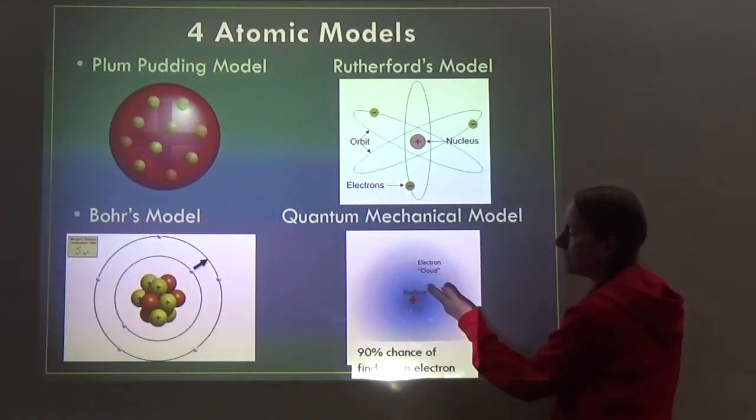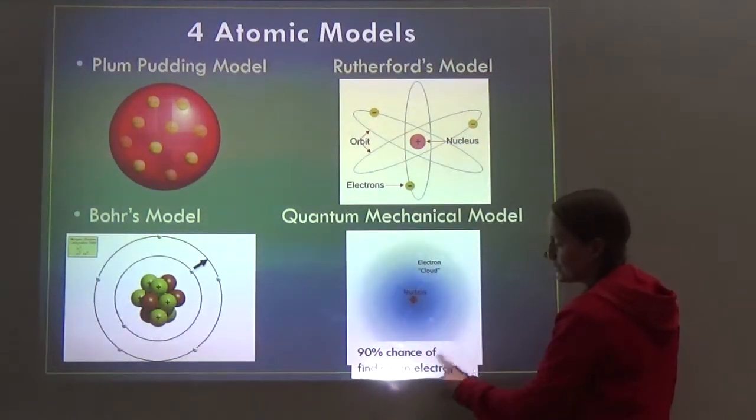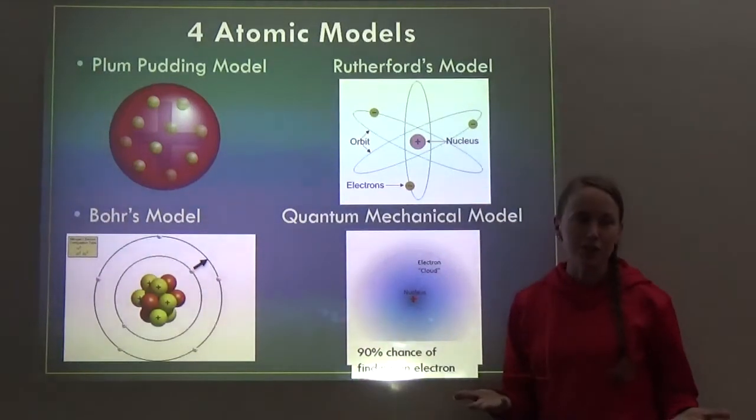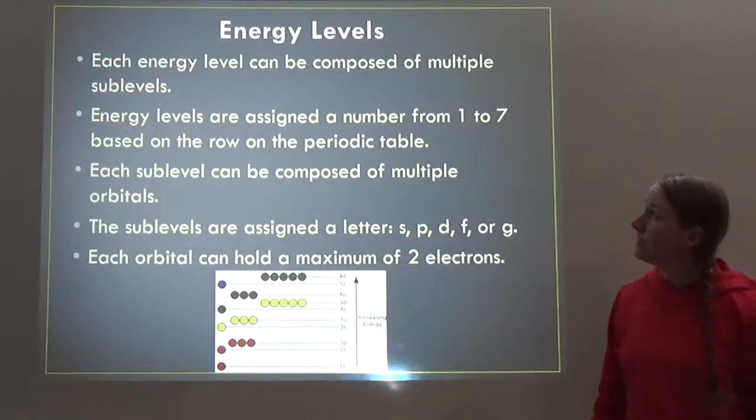And then as the probability fades, the shading fades. And within the border of this, there's a 90% chance of finding an electron. So let's focus more now on this quantum mechanical model.